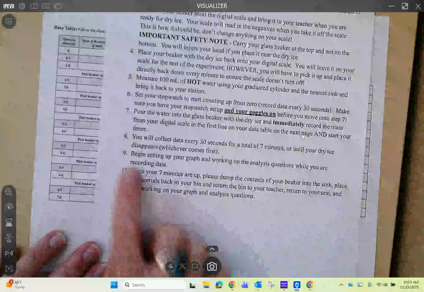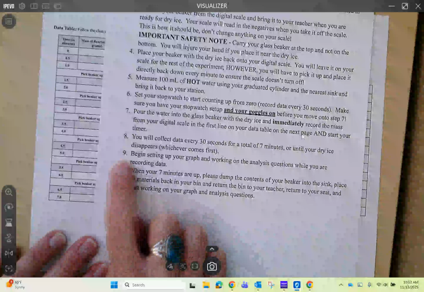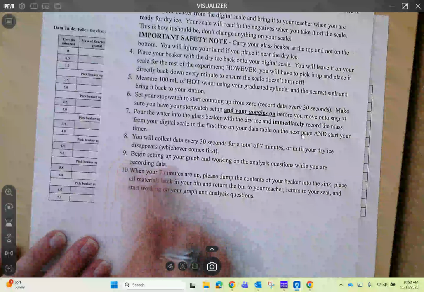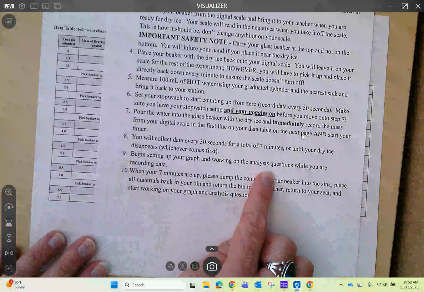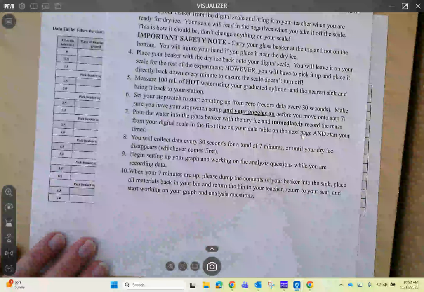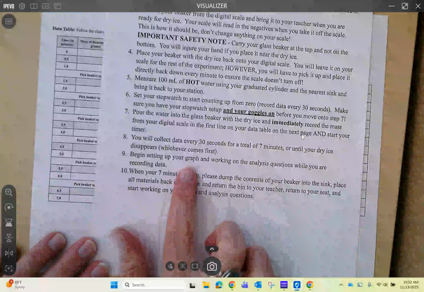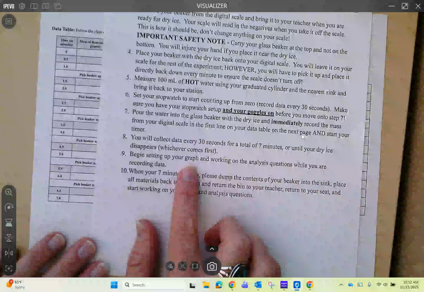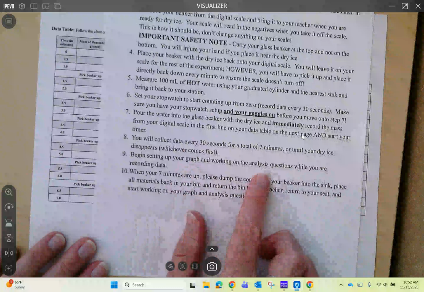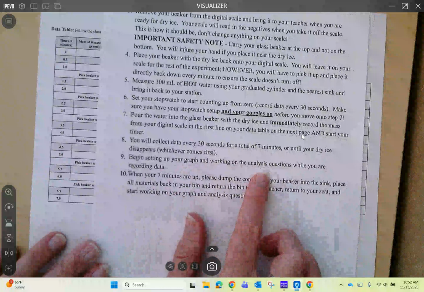When you get to step 9, actually you all can be working on step 9 as we're going through this. You can start setting up your graph and looking over those analysis questions in the downtime. I know every 30 seconds you're not going to have a ton of downtime, but if you do have some time, you can start looking at what is going to be your independent and your dependent variable. You can start setting up the scale on your graph for your independent variable. You can't set it up for your dependent variable yet, but you can start setting up for your independent. And again, start looking over those analysis questions. You can start tackling those if you have any downtime.